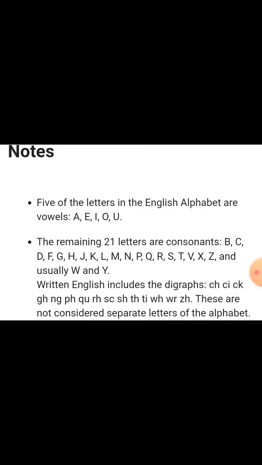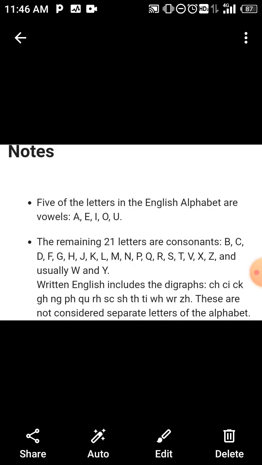Note this point. Usually W and Y. What does that mean? W and Y can be used as both consonant or vowel, because Y has the sound of a vowel, and W also has the sound of a vowel.